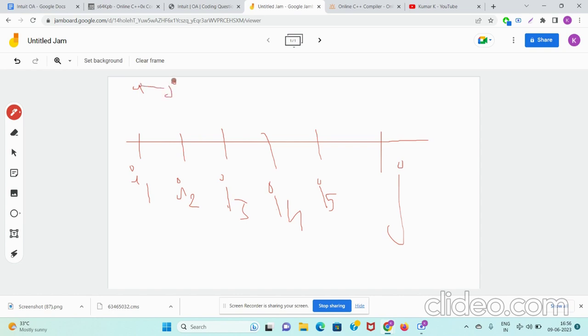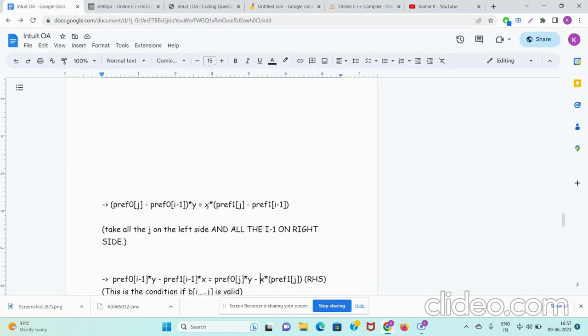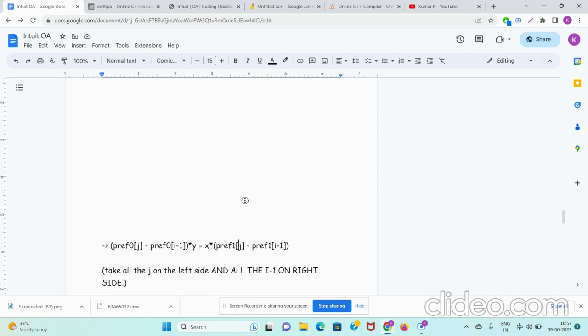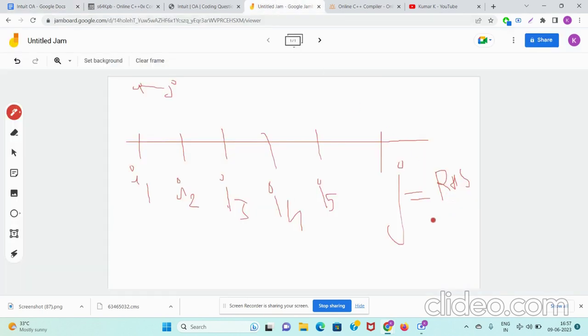So first you calculate the RHS value at the jth index. What is the RHS value? RHS value is pref0j into y minus x into pref1j. So this is the RHS value, and you calculate it here. Okay, let's say the RHS is phi.